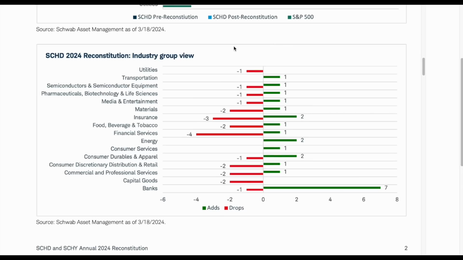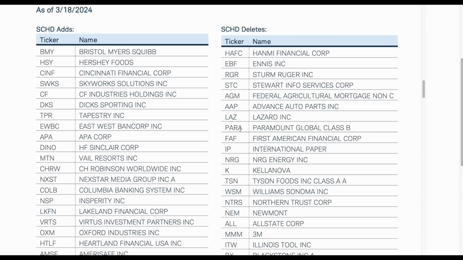And so, for example, we can see how the sectors changed for SCHD back in March when they went through their annual reconstitution. We can see 1 bank was removed, but we had 7 bank stocks added to SCHD. For example, we had 2 consumer durable stocks added, 2 energy stocks added, and 2 insurance stocks added. If we look at some of the key stocks removed, we can see Paramount Global was removed, Tyson Foods was removed, Williams-Sonoma was removed. Meanwhile, they added Bristol-Myers Squibb. They added stocks like Hershey's.